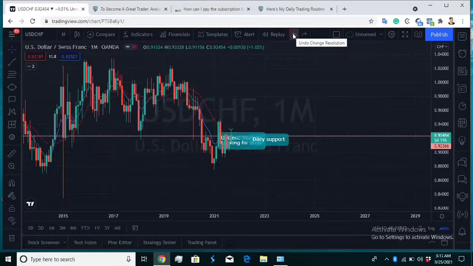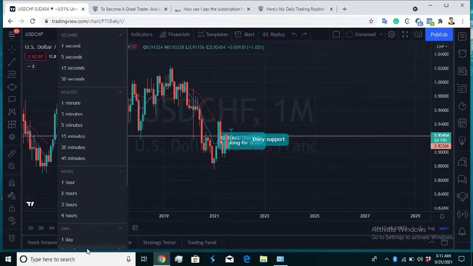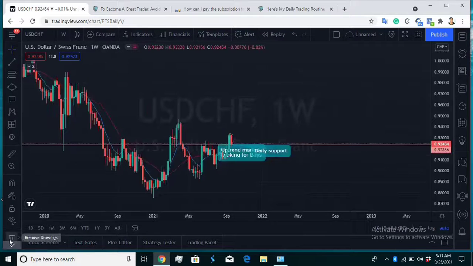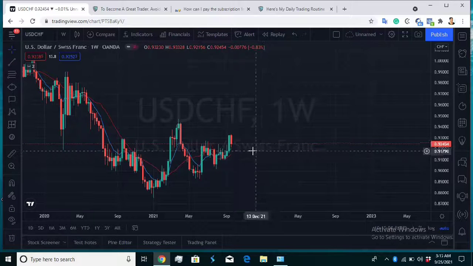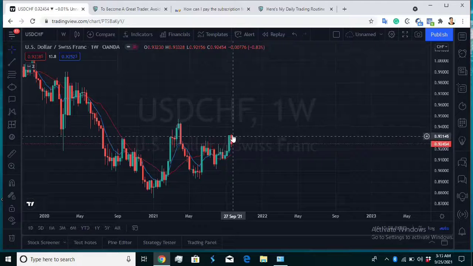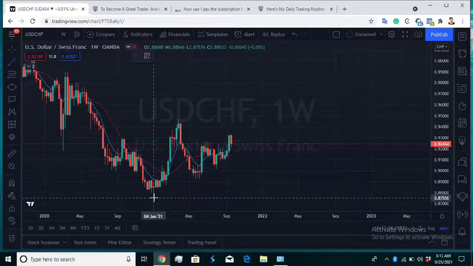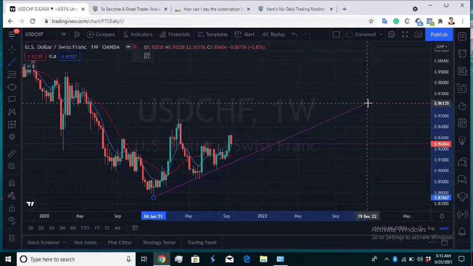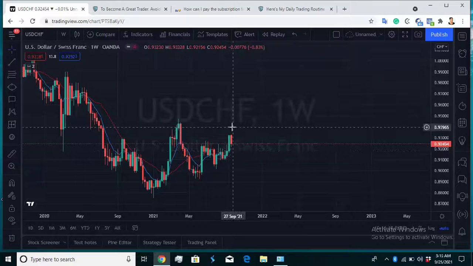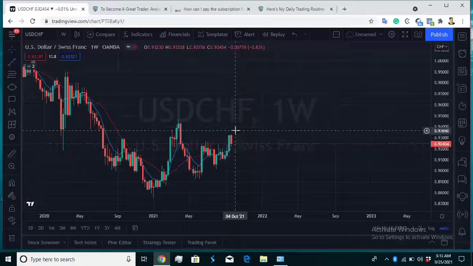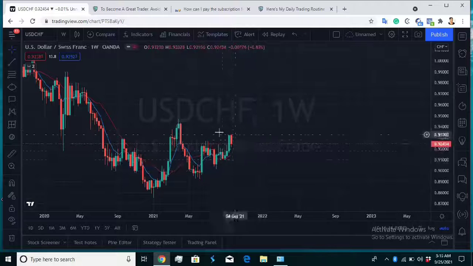So after that we're going to go on the weekly time frame and also look at what the market is doing on the weekly time frame. Yeah, so this is the weekly time frame. Here the market is on an uptrend. I could draw a trend line right here showing that the market is on an uptrend, but at this point the candle here is a red candle, a bearish candle.